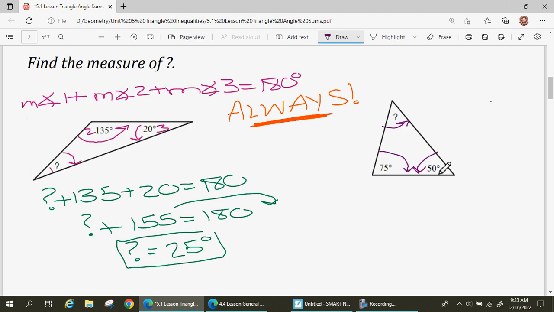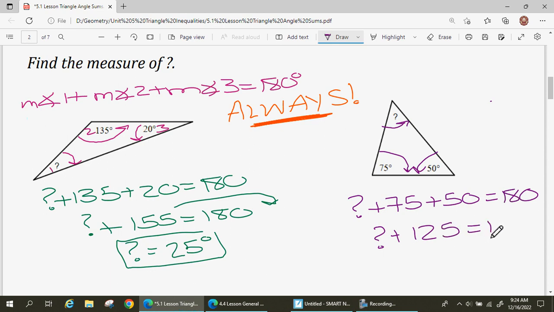So there's our three angles. I know two of them. I can find the other one by adding them all together and then saying they should equal 180. I'm going to move this 125 over here, and it's going to become negative, so I get 180 minus 125, which is 55. So our missing angle is 55 degrees.